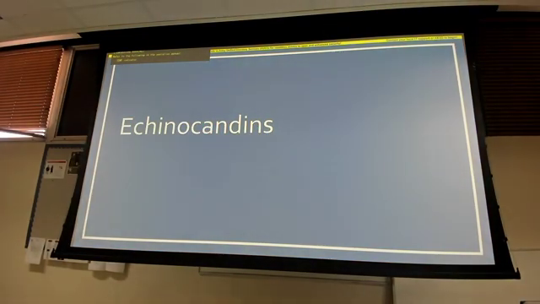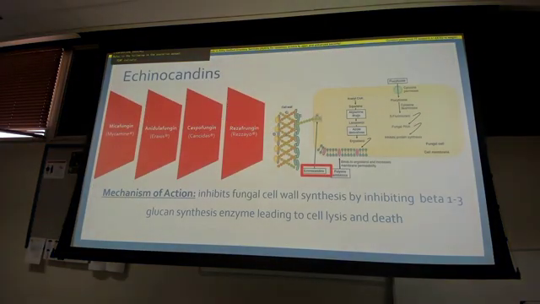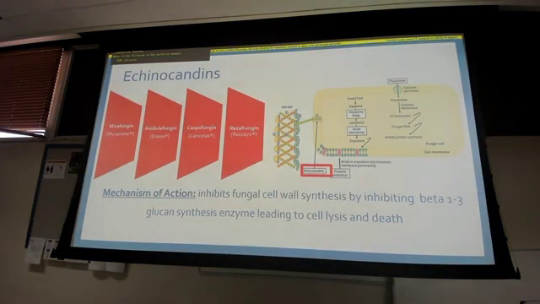Alright, perfect. Now we're going to transition over to echinocandins. In echinocandins, we have 4 different types: micafungin, anidulafungin, caspofungin, and rezafungin. Their mechanism of action is inhibiting fungal cell wall synthesis by inhibiting beta-1,3-D-glucan synthase, which leads to cell lysis and death.